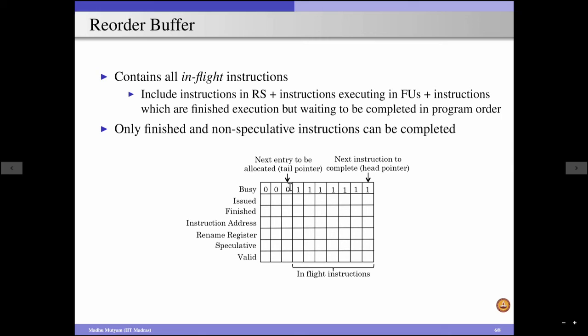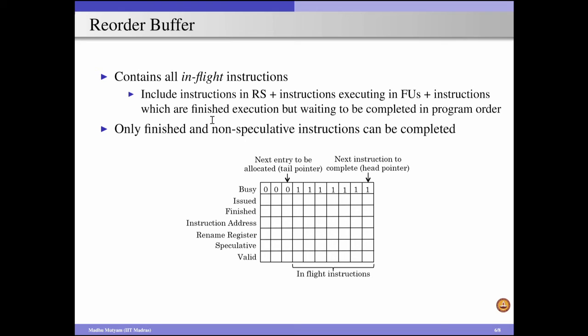All the instructions between the head pointer and the tail pointer are called in-flight instructions, because these instructions will be in different hardware components in our superscalar processor. Either they will be waiting in the reservation station, or they will be executed by the functional units, or they will have just finished their execution but not yet completed their commit stage.